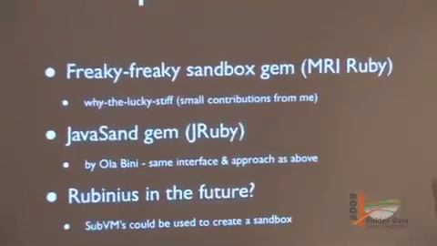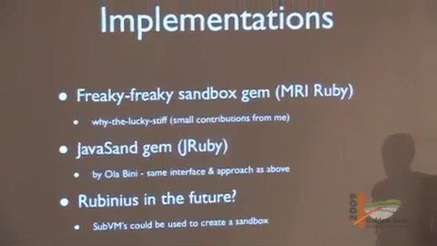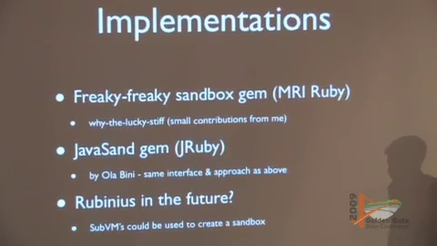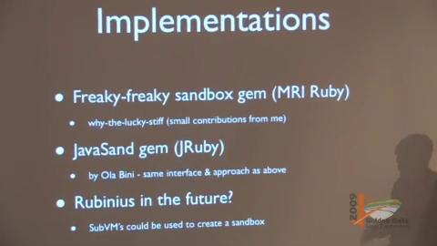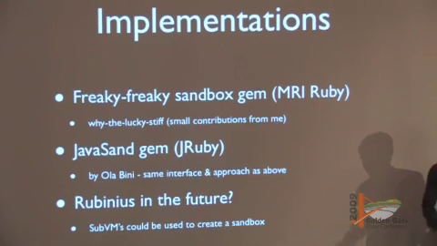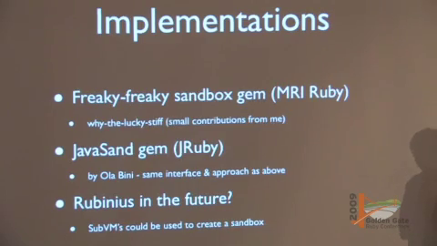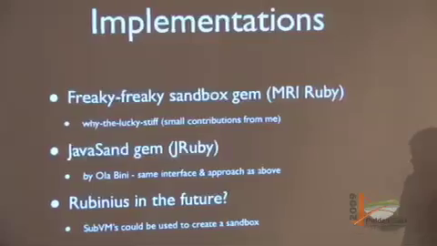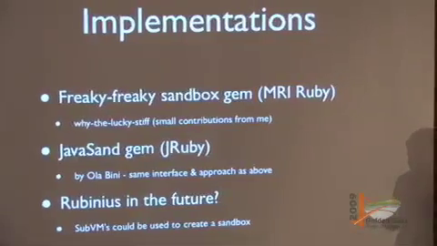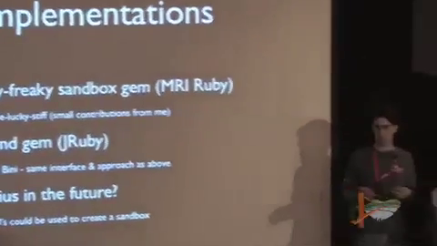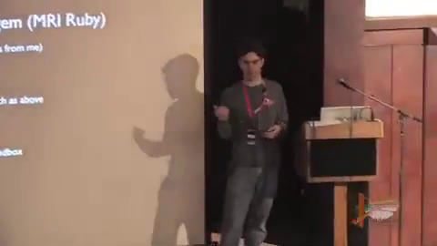The second implementation is for JRuby, and it's written by Ola Bini, and it's called JavaSand. He chose to use the same API as the Freaky Freaky Sandbox, which is really great in case you've written an application. You can port it over to the JRuby one. It's the same API. It's not as much of a hack. I think that JRuby provides some hooks into the internals, whereby you can actually do some of the stuff that the Freaky Freaky Sandbox does, kind of, legally, instead of just by changing crazy functions.